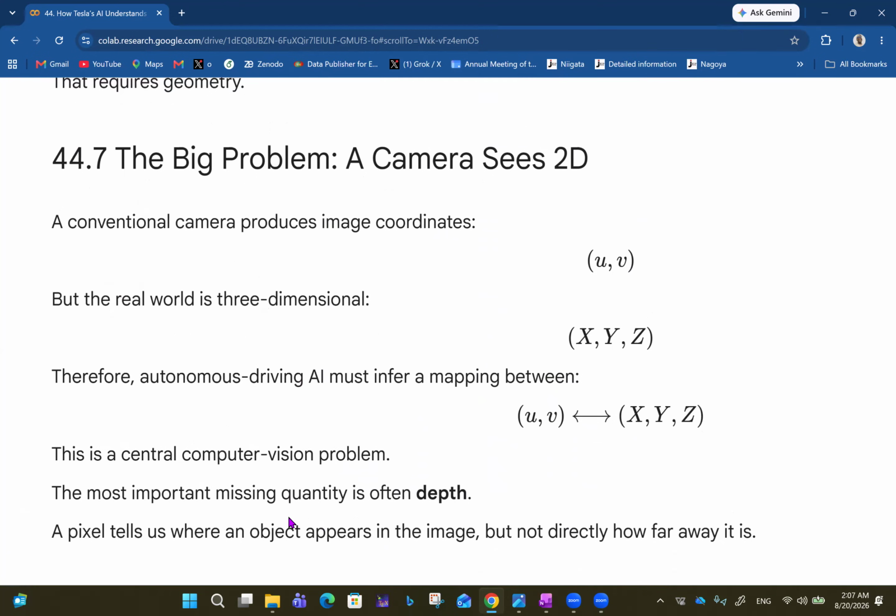A camera sees only two dimensions. So a conventional camera produces image coordinates U, V, but the real world is three-dimensional, X, Y, Z. Therefore, autonomous driving AI must infer a mapping between the two dimensions it's seeing and the three dimensions that are the reality. So this is a central computer vision problem. The most important missing quantity is often the depth, or what you can call the thickness or things like that. So a pixel tells us where an object appears in the image, but not directly how far away it is.